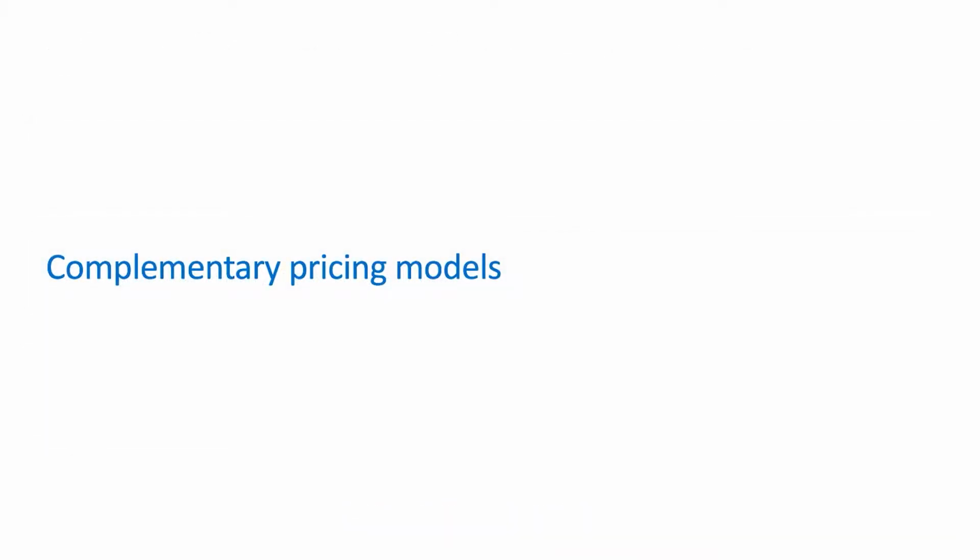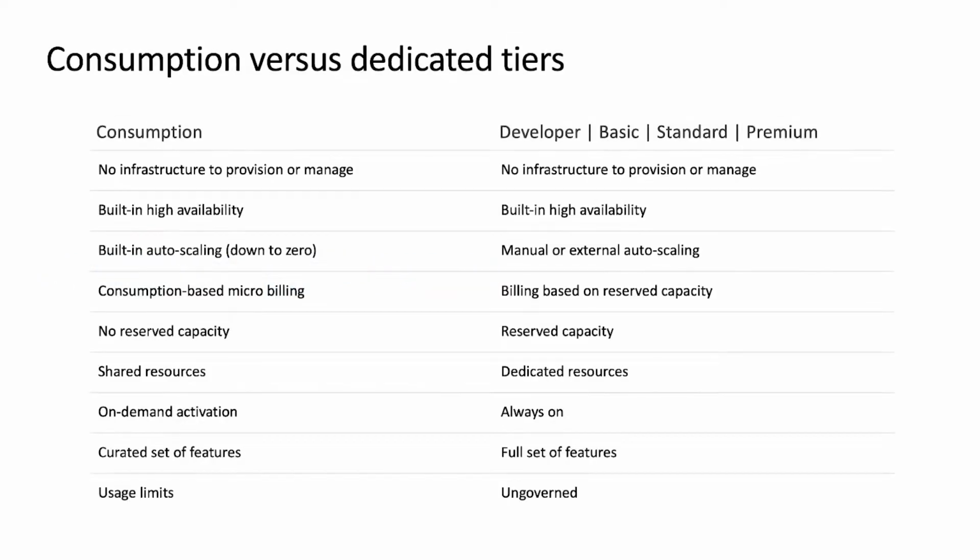Now let's talk about our pricing models. As a single product, we offer complementary pricing models for customers to choose from. Traditionally, we had the dedicated tiers, as you can see in the right column here in this table. Last year, we released a new tier called Consumption, which is in the left column here. The two flavors of tiers share some common properties.